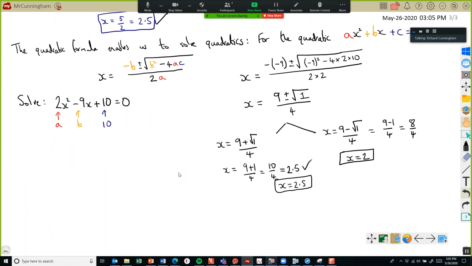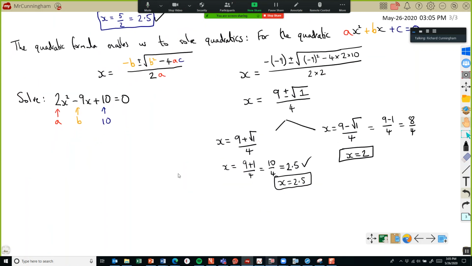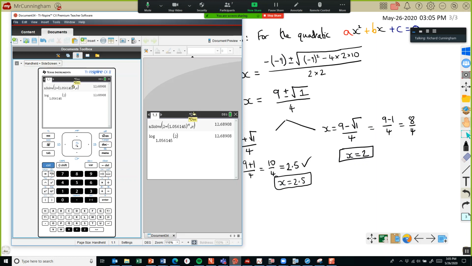Now, when you come to do a diploma next year, you'll have a graphic display calculator like Zaire's, and your calculator will just work this out for you straight away. And it will just automatically work it out. Do you want me to show you? I'll show you. So this is a type of calculator. It's an Inspire.